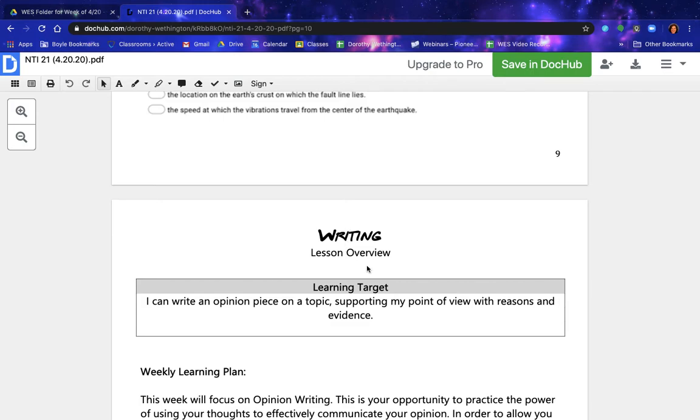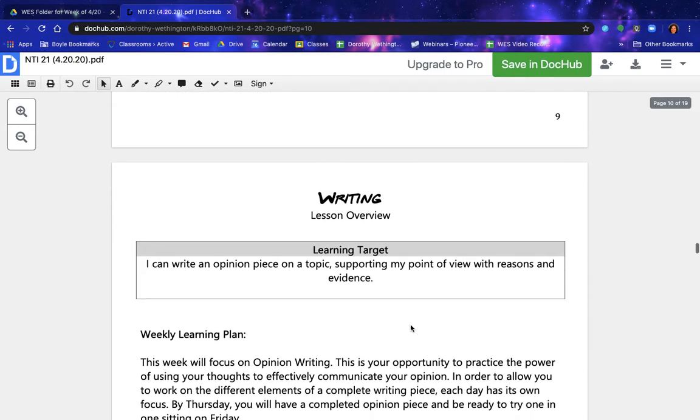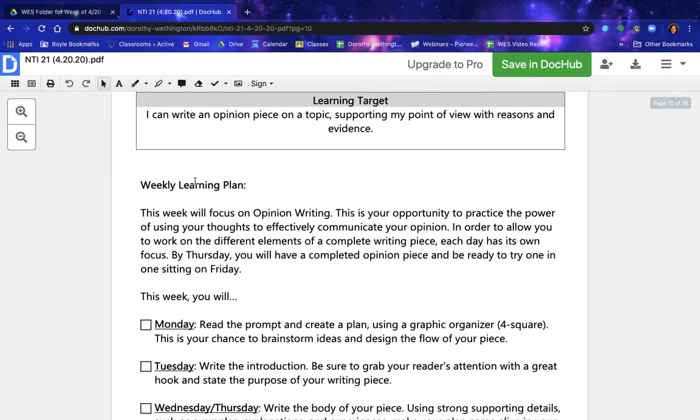Writing, lesson overview, learning target. I can write an opinion piece on a topic, supporting my point of view with reasons and evidence. Weekly learning plan.